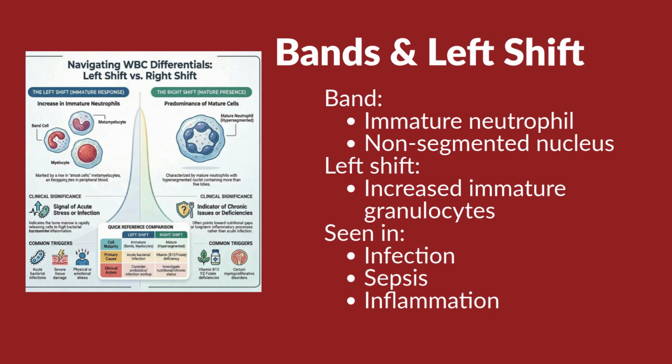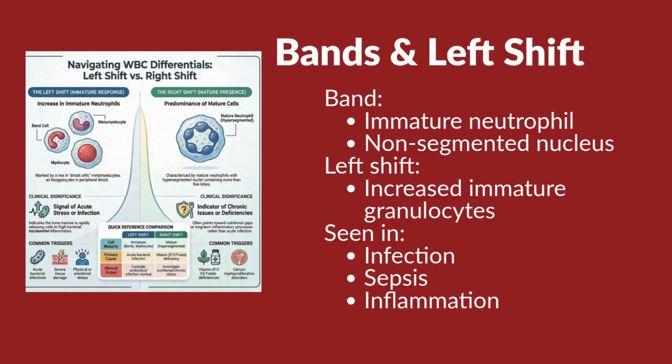Bands in infection. During severe infection, mature neutrophils get used up rapidly, and the marrow releases bands early to compensate. This is why bands increase during bacterial infection. Another memory trick: the marrow sends backup early.